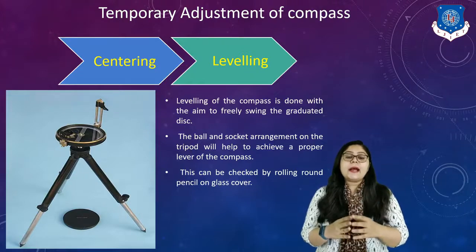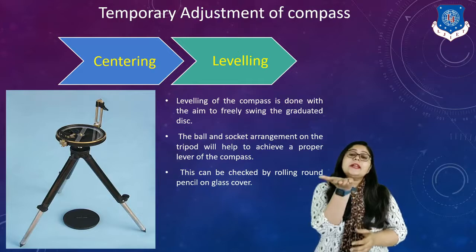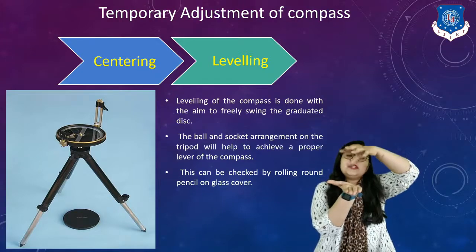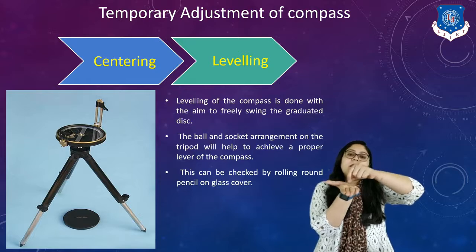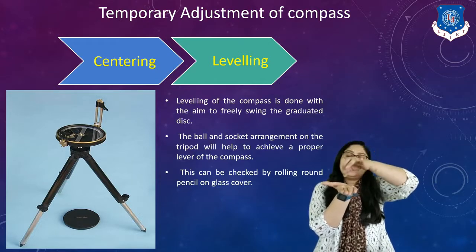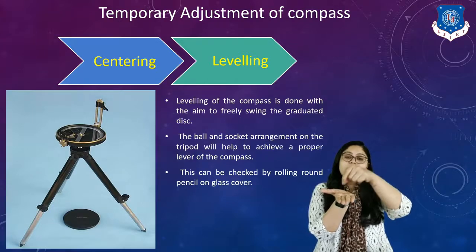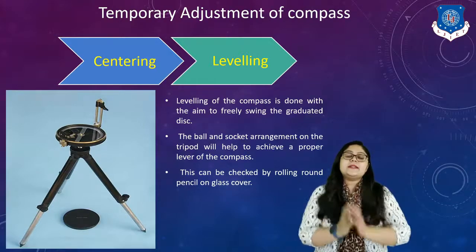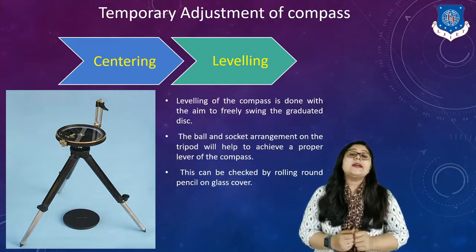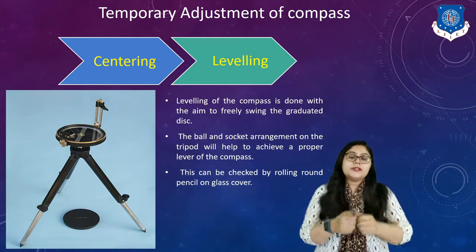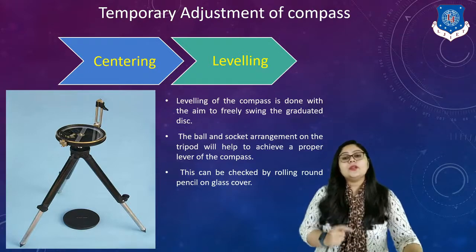This can be checked by rolling a round pencil on the cover. It means on the glass cover, we simply put the pencil and check whether the pencil rolls to one side or the other, or simply stays steady at that point. If it is steady at one point, the compass is level. If not, we have to provide corrections by adjusting the opposite direction downward or upward as per the requirement. That is the procedure of leveling.